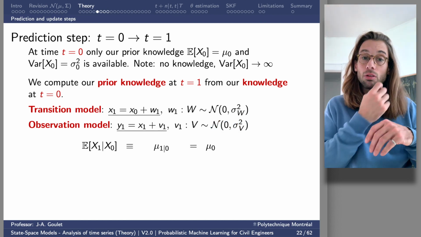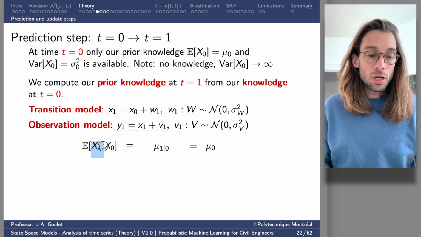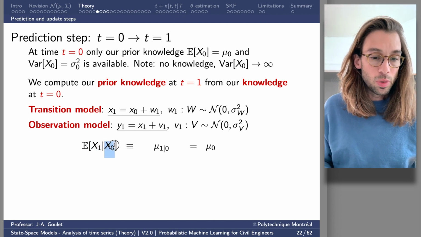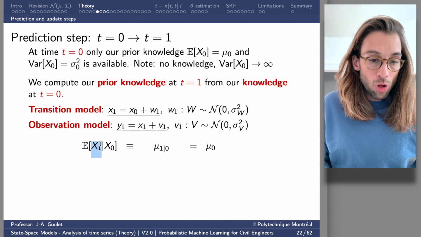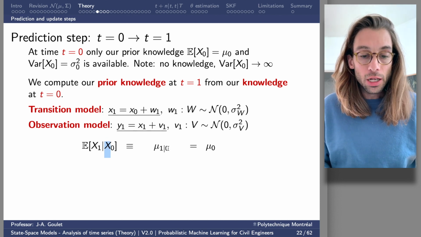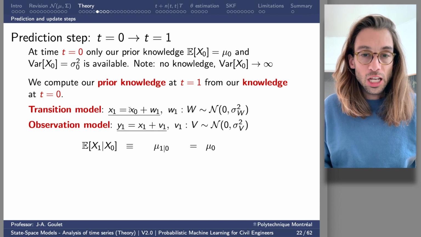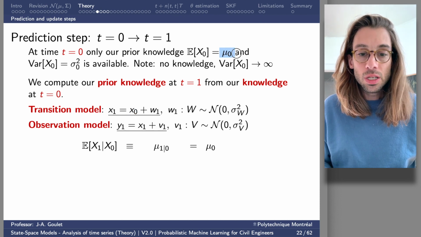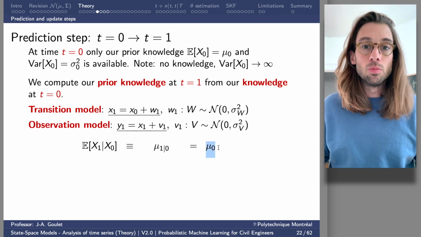So I can calculate first what is going to be my expected value for my prior knowledge for x1 given my knowledge of x0. So in this case, little typo, x0 should be lowercase here. Because x1 is a random variable, x0 should be constant. So this is equivalent to mu1 given 0. So mu1 given 0 is the expected value of x1 given x0. So in this case, it's going to be the expected value of x0. Expected value of x0 is mu0 plus expected value of w1. Expected value of w1 is 0. So the result is simply mu0.